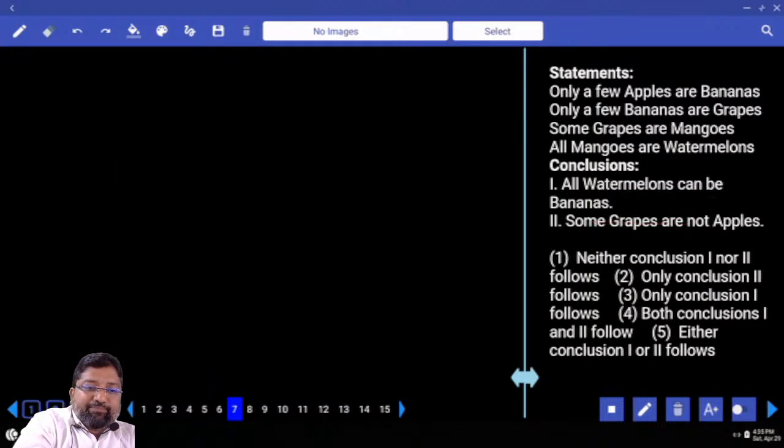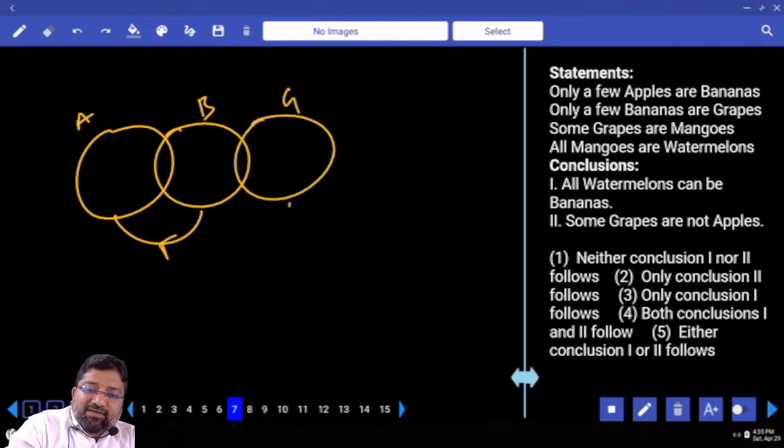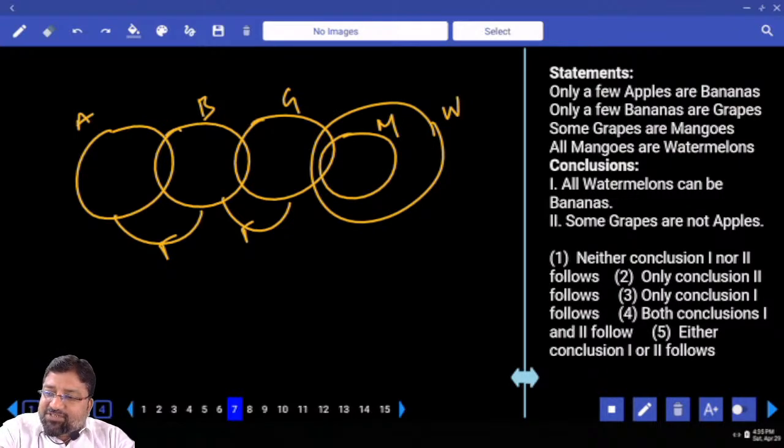Only a few apples are bananas. Only a few bananas are grapes. Some grapes are mangoes. All mangoes are watermelons. First, all watermelons can be bananas. Can you break all the watermelons and put them inside banana? Yes.